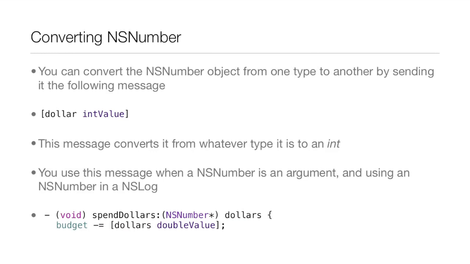Now, you can actually convert these NSNumbers. So that's another cool thing about NSNumber. You can convert it from one type to another. And how you do it is you just send it this message, whatever the name of it is. The name of this NSNumber is dollar, and we're going to now convert it to an int value. So it could have been a float or double, whatever. Now it's going to be converted to an int value simply with this little message.